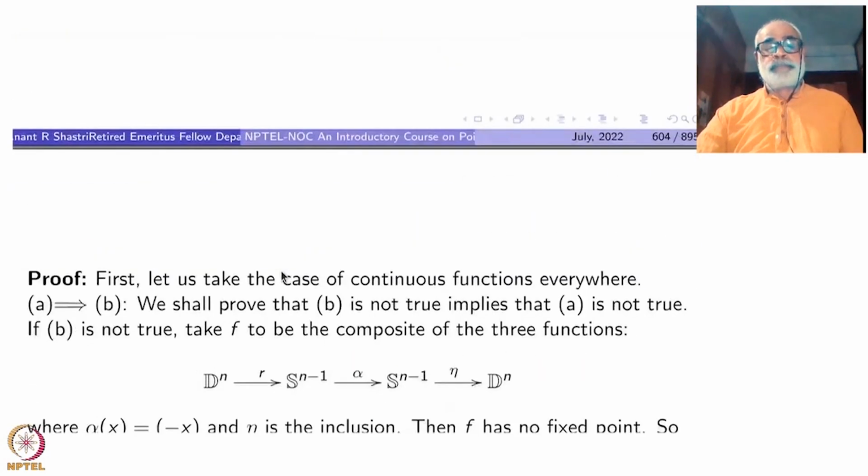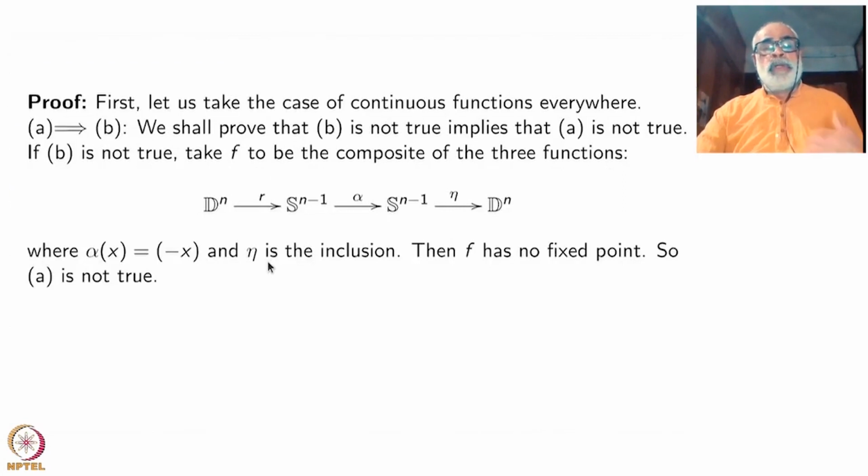Okay. So let us prove that A implies B. Everywhere I am now going to take only continuous functions, then I will indicate what to do when you have C1 functions. Okay. So assume that every continuous function from Dn to Dn has a fixed point.